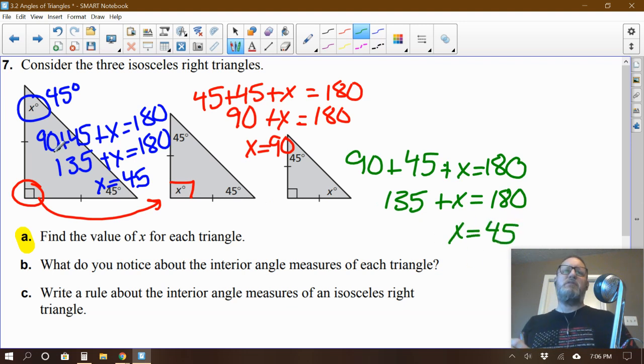All right, so that's interesting. It looks like isosceles right triangles always have a 90 and two 45-degree angles. It doesn't matter how big they are. All righty. So that's interesting, and that'll help my students answer these other questions.